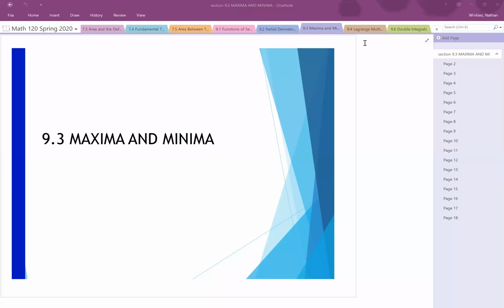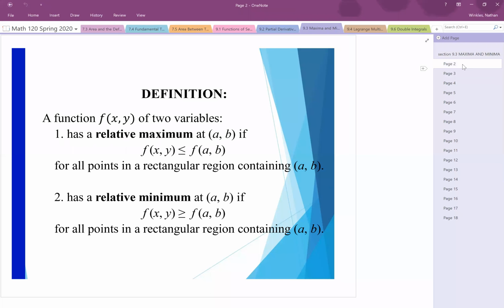All right, so now we're going to move into maxima and minima based off of us using functions of several variables and partial derivatives. So if we think back to when we did relative max and min with a single variable, we talked about it on an interval. Well, now we have to talk about a region because technically we're in 3D.